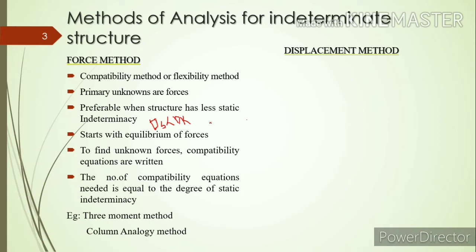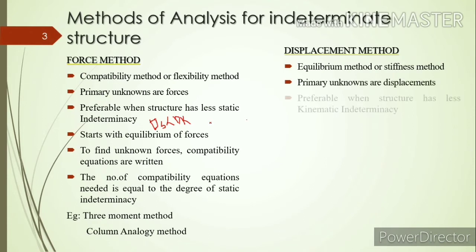Second method is the displacement method. It is also known as the equilibrium method or stiffness method. In this method, the primary unknowns are displacements, and it is preferably used when the structure has less kinematic indeterminacy. That is, if the kinematic indeterminacy is less than the static indeterminacy, the displacement method is used.